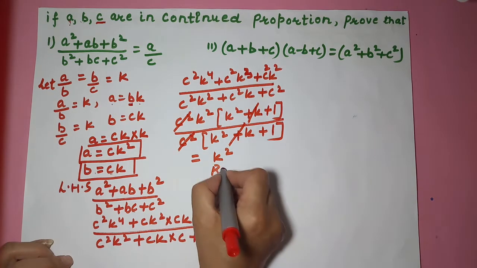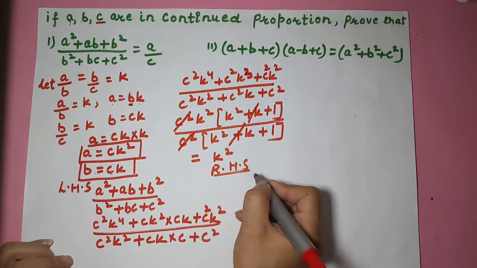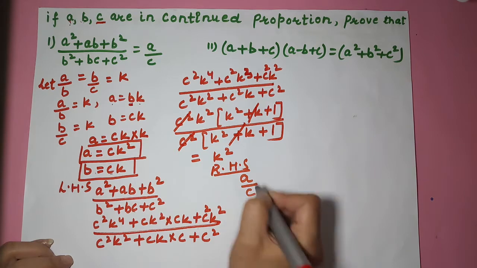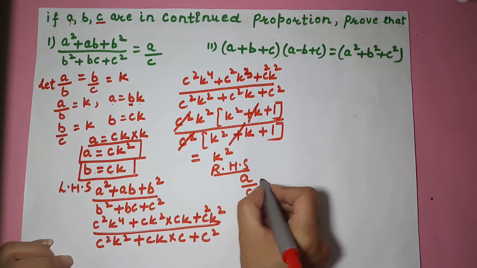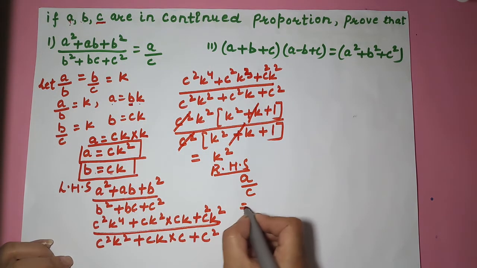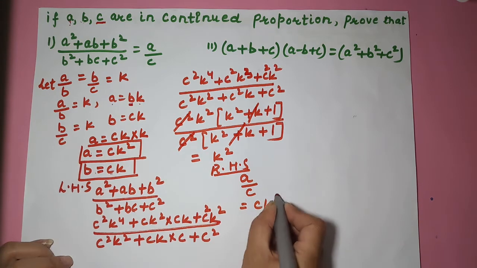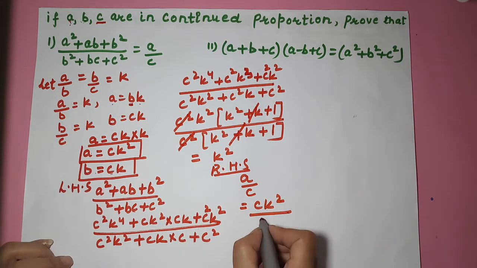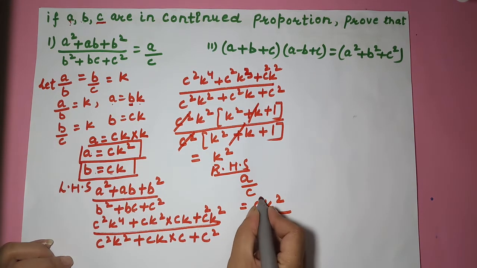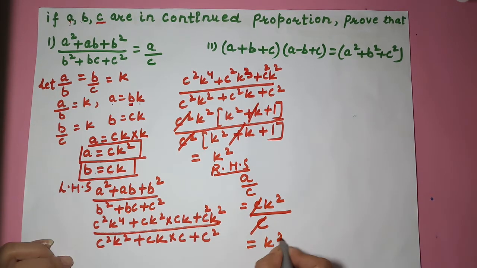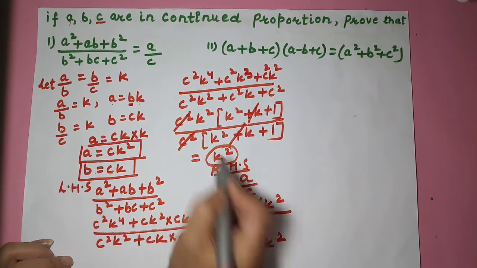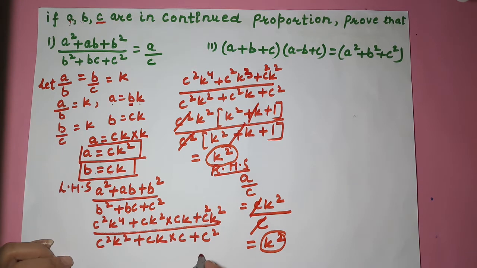Now let me see what is my right hand side. My right hand side is only A by C. So I will replace for A. What is my A? CK square. And C I don't have to replace, it will remain as C. C and C will go. So I am left with K square. Is my left hand side equal to right hand side? Yes, left hand side is equal to right hand side.